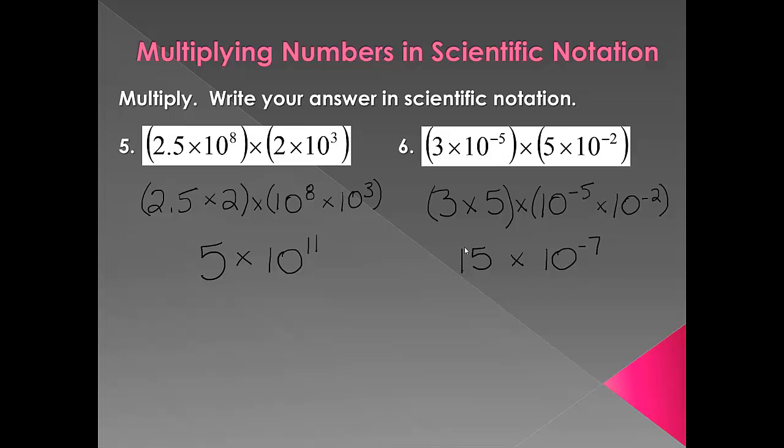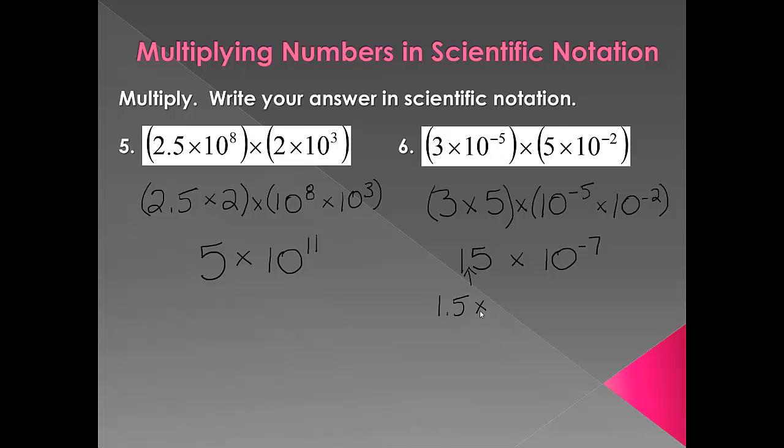If I look at the answer I have, 15 times 10 to the negative 7th power, I will notice that that's not in scientific notation, because my factor in the front here should be at least 1, but less than 10, and 15 is greater than 10. So I need to write 15 in scientific notation. So I need to put my decimal to the right of the first non-zero digit, which would be right after that 1. So I have 1.5, or 1 and 5/10.